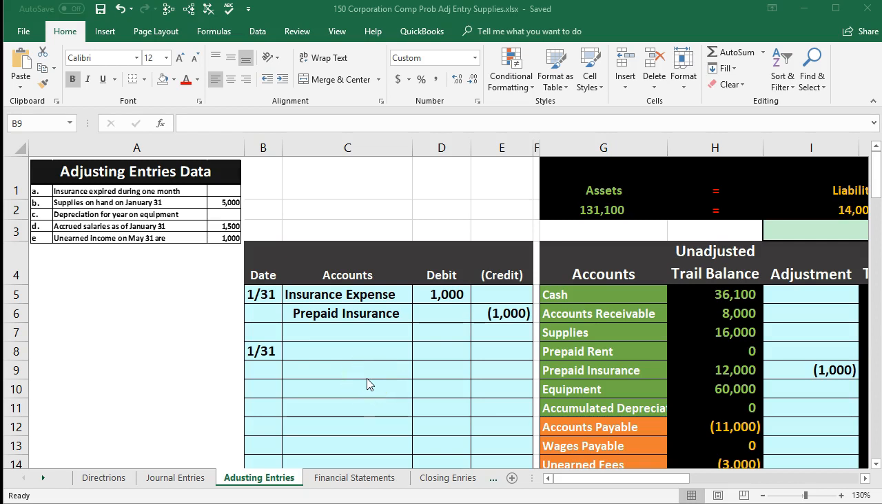In this presentation, we will enter adjusting entries into our comprehensive problem for supplies.